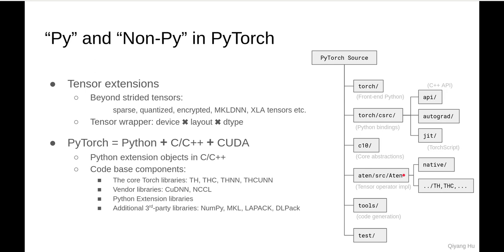And the related one is the C10 folder. It contains the core abstractions of PyTorch, including the actual implementations of the tensor and the storage data structure. This weird name, C10, is a pun on Caffe2 and A10. So that's where the name came from.